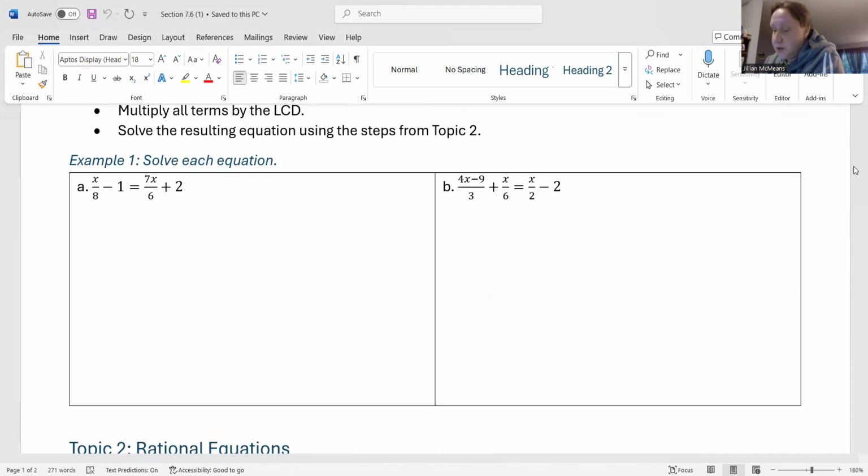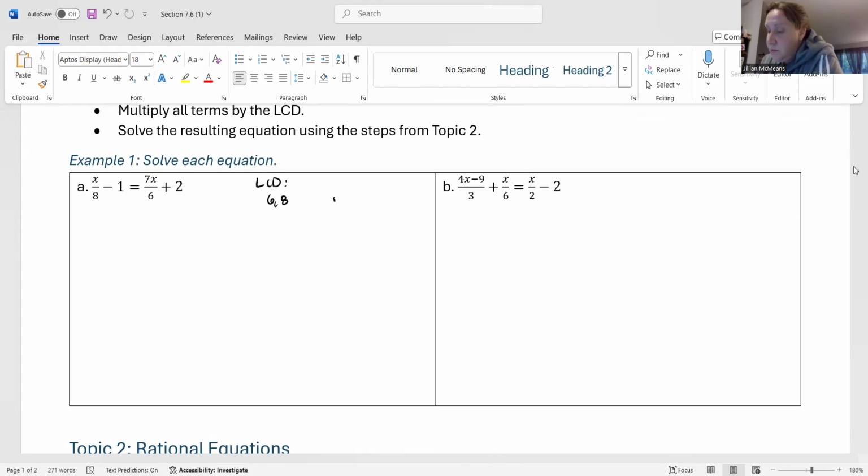Okay, so you want to find the LCD. So we're going to look for the LCD. Let me get my little glove on. We're dealing with two denominators, 8 and 6. We want to find the smallest number that 8 and 6 divide into. I like to start with the larger denominator, 8. Does 6 divide into 8? No, so that can't be the LCD.